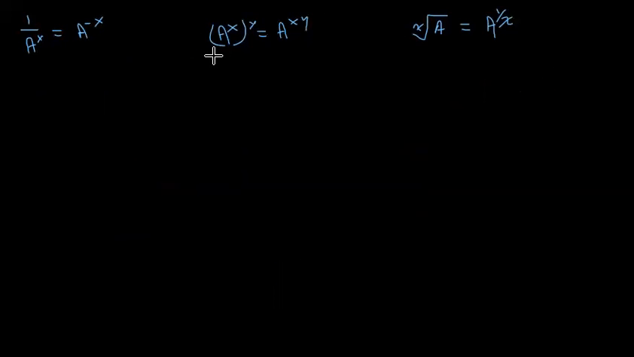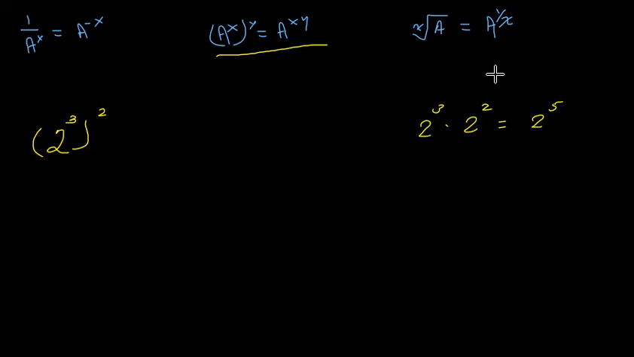Let's move on to this bad boy. What if I had 2 to the 3rd power, and then this was squared? Remember, in one of the earlier videos, we had 2 to the 3rd multiplied by 2 squared. And what we did according to our rule was add these powers, right? So we ended up with 2 to the 5th power, right? Our rule then said a to the x multiplied by a to the y is equal to a to the x plus y.